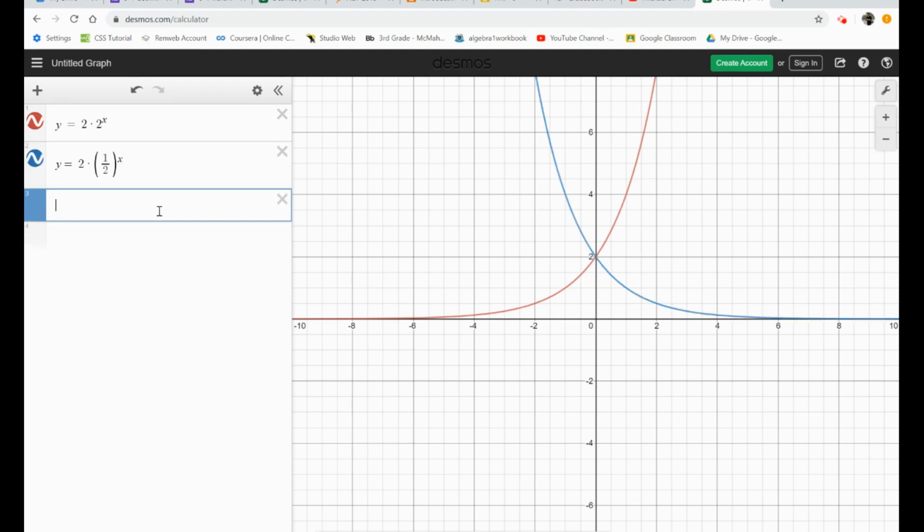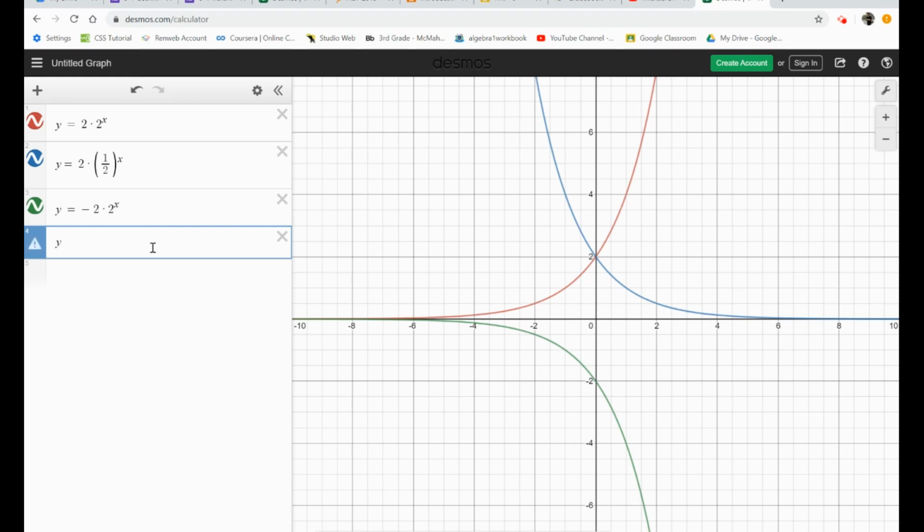Now let's look at these same graphs, and we're just going to reflect them by putting a minus sign in front. Put a minus 2 times 2 to the x. And here's a reflected graph. See the graph in green. It's just a reflected line. It looks almost the same as the line in red here, but it's reflected across the x-axis.